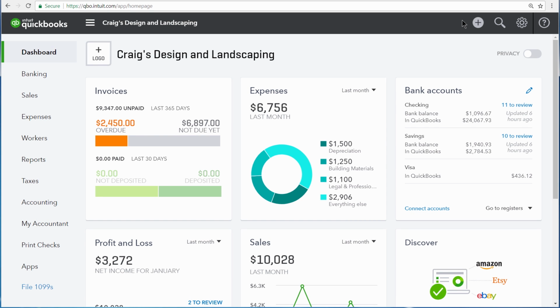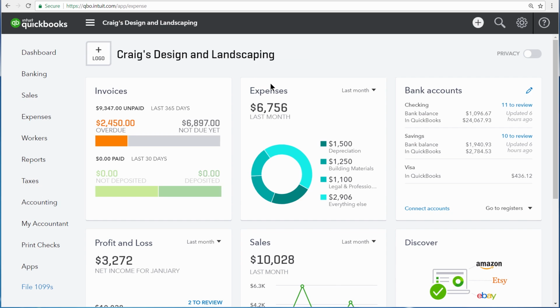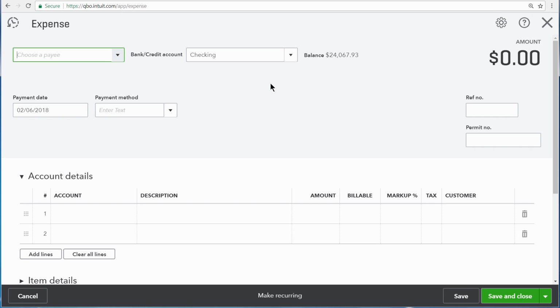Properly categorizing transactions is key to generating useful statements. Let's examine the process of categorizing a transaction on an expense form. Anytime you record a financial transaction into QuickBooks, you have to tell QuickBooks why you're receiving money or why you're spending money. And that's where categorization comes in.